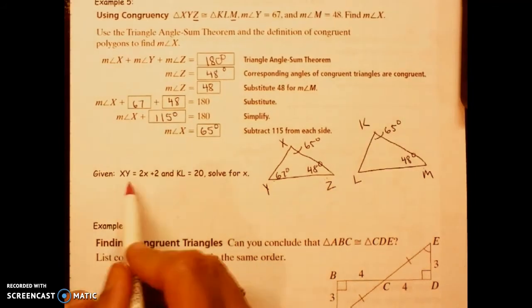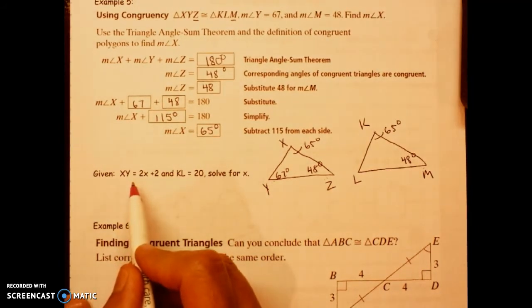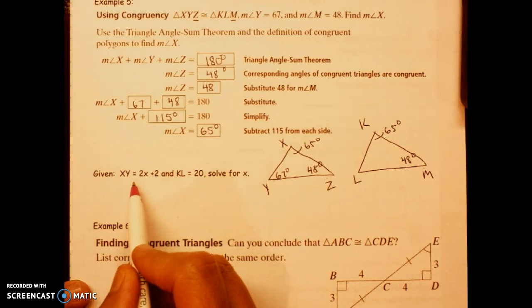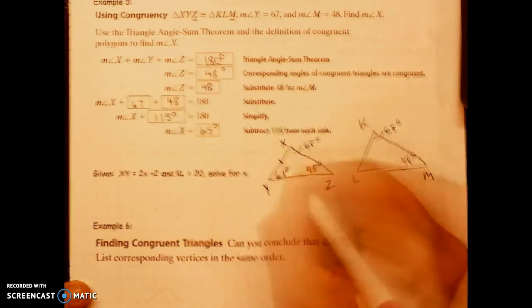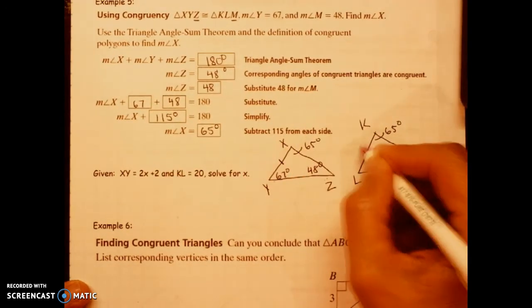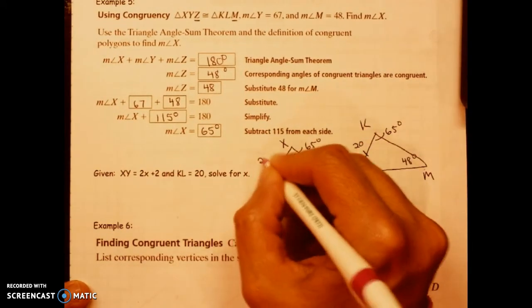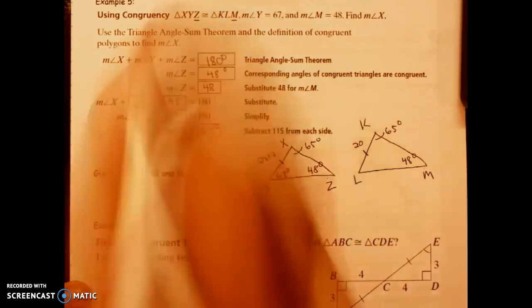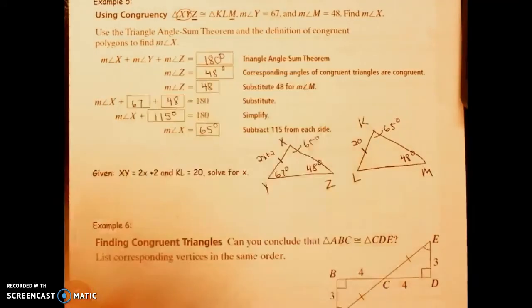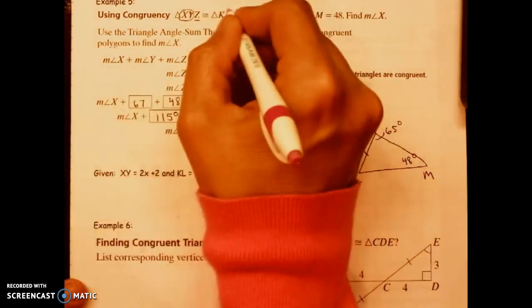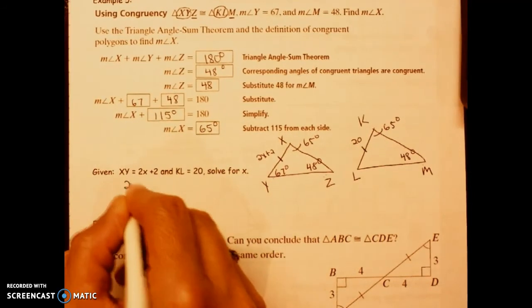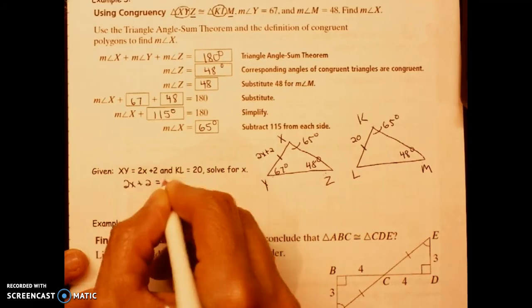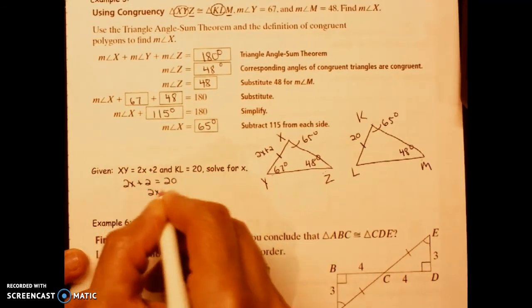Then I added one extra question with respect to the same triangle. We've been told the measure of XY is equal to 2x plus 2, and we're given the measure of KL is equal to 20. Again, if you go back and look at the congruent statement, XY are in the first and second location. KL are in the first and second location with respect to their triangles, so their measurements are equal. We're going to set 2x plus 2 equal to 20, and we're going to solve.